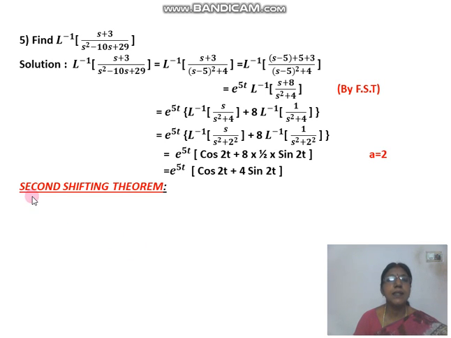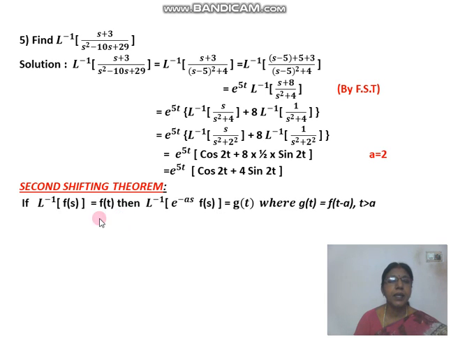Now we see the second shifting theorem. See the statement. If L inverse f of s is equal to f of t, then L inverse e power minus as f of s is equal to g of t, where g of t is equal to f of t minus a for t greater than a, 0 for t less than a.